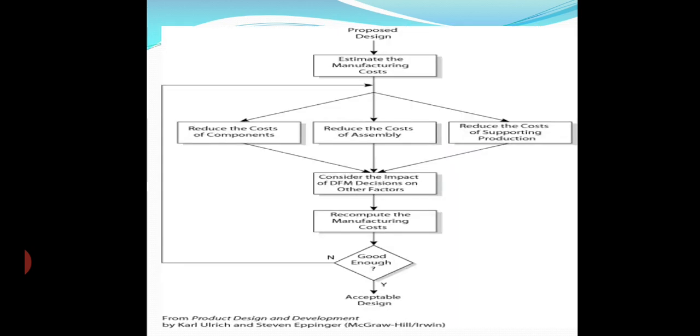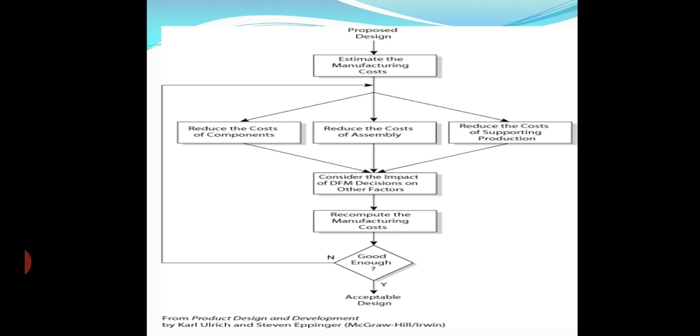Next one, proposed design. The diagram of the proposed design: estimate the manufacturing cost, reduce the cost of components, reduce the cost of assembly, reduce the cost of supporting production, consider the impact of DFM decisions on other factors, recompute the manufacturing cost. Good enough, acceptable design. When you are choosing the DFMA approach, the first one is design approval, and the second one is cost consideration.